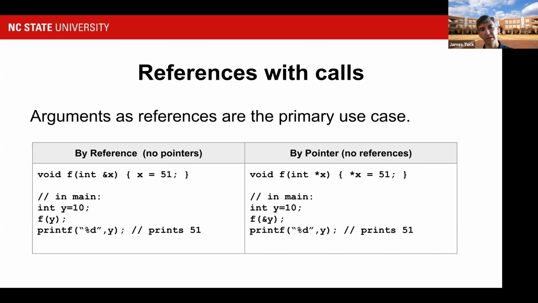To do this same thing with pointers, then I would have to make x be a pointer. I have to make the argument to this function x be a pointer. And then when I pass y into it, I would need to take the address of y. And likewise, in the body of this function, I need to dereference x to change the location it's pointing to.